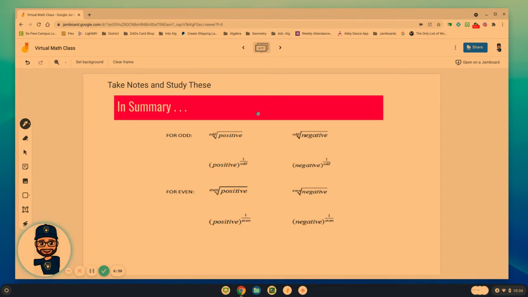All right, for the odd, and I'm going to break them up this way. If we are taking an odd root or an odd radical, if I have an odd root of a positive number, we will get a positive solution. If I have a positive number and I do it as a rational exponent, we also will get a positive. If I have an odd root of a negative radical, this will be a negative value.